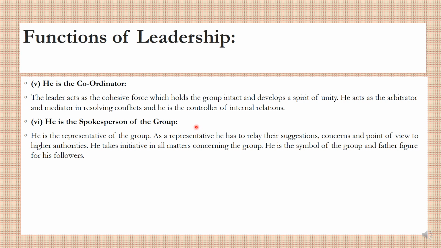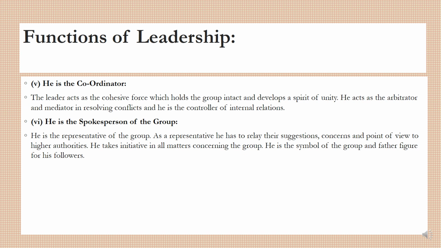And then he's the spokesperson of the group. Because he is actually representing that group of people who believe in him. So whatever he speaks or communicates is a group voice, and that representation of the group, so he has to relay their suggestions, concerns, points of view to higher authorities. He takes initiatives in all matters concerning the group.